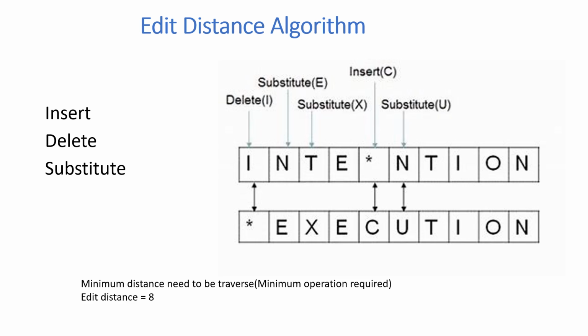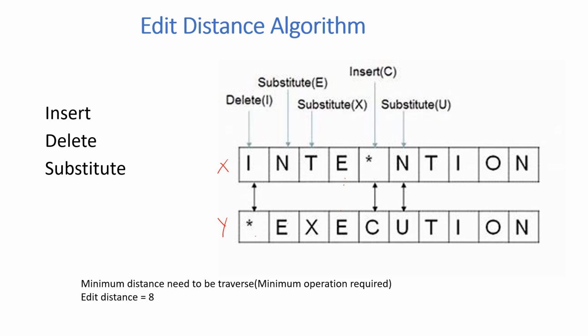For spelling correction, as I told you, there are three operations: insert, delete, and substitute. Like I want to convert "intention" to "execution". So I may have deletion: there is a character present in my original word, and I want to delete it, or I want to change this character to another character, or it can remain the same. E remains the same. Or there is no character present and I want to place one. So this is my insert operation. Again, this is substitution.